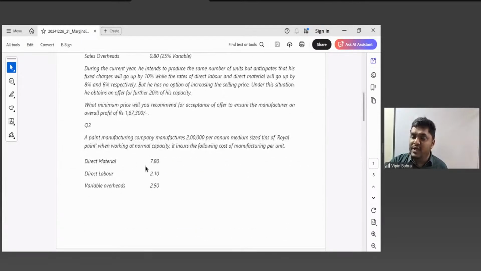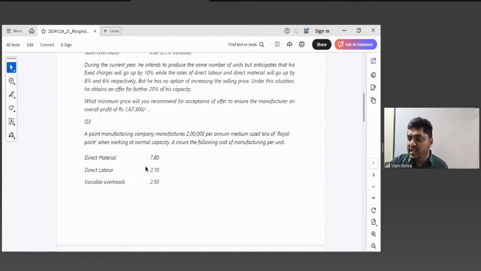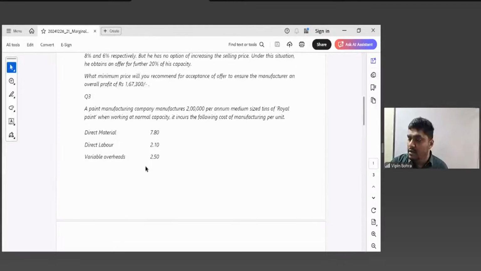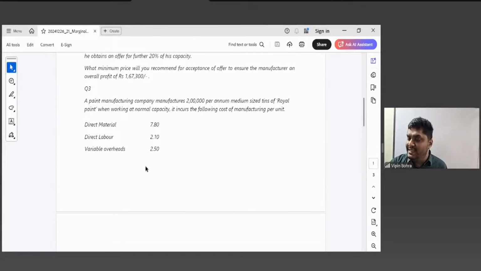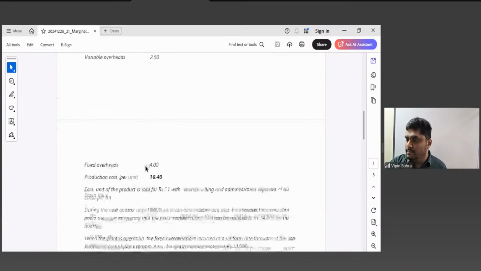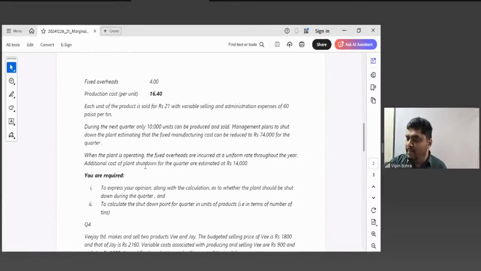Try to solve this question. Again, such type of question the examiner does ask. So I request you guys to please take the screenshot. Question number 3. This is the first page. And this is the second page.